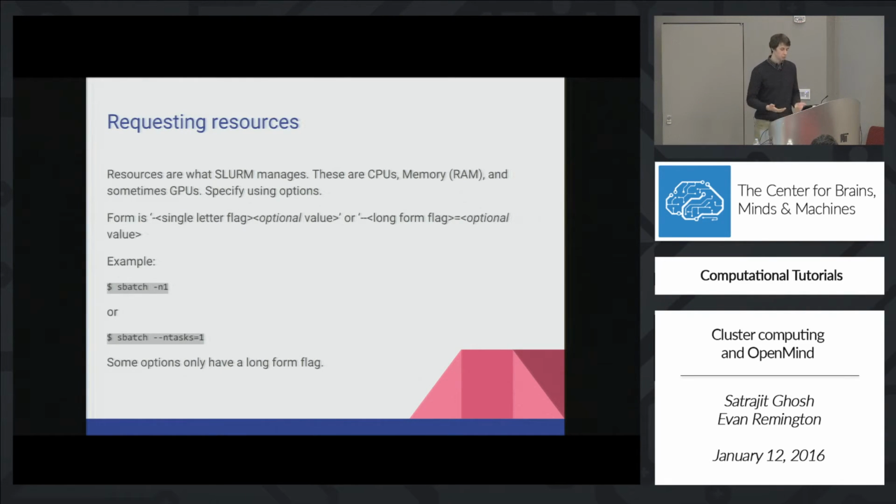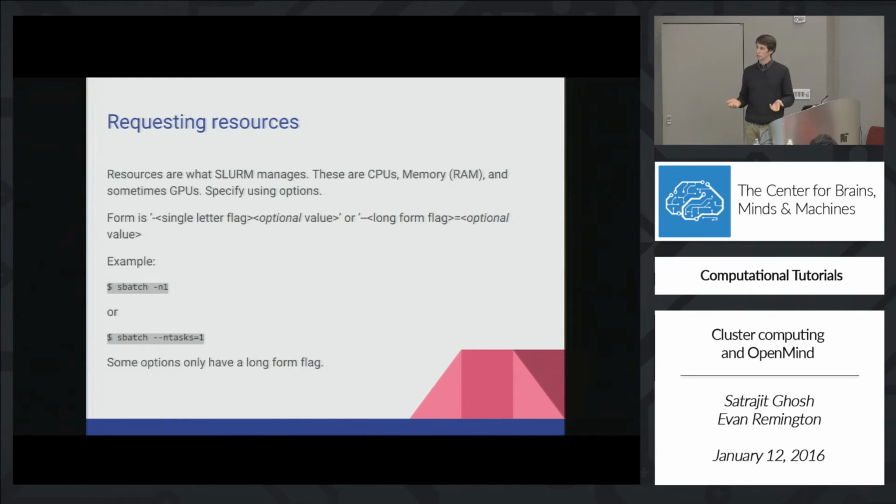So when you submit a job, what you need to do is request resources. Resources are what Slurm manages. These are CPUs, memory, RAM, and sometimes GPUs. You specify these using options. The form is a single letter flag, space, option value, or a long form flag, equals, option value.